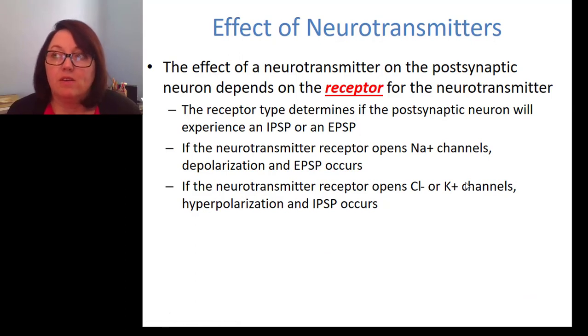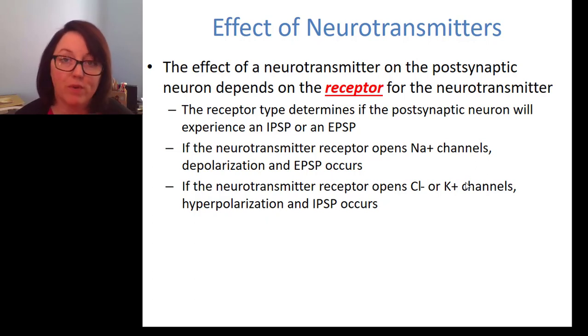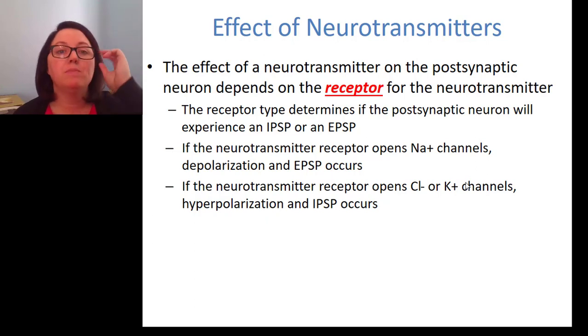So I've mentioned that once the neurotransmitter binds to the receptor, we can have ions flow into or out of the neuron, and it sounds pretty contradictory almost. So I want to talk a little bit about that. The effect of a neurotransmitter on the postsynaptic neuron depends on the receptor for the neurotransmitter. So the receptor type is what determines the effect that the neurotransmitter will have on that postsynaptic neuron. The receptor will determine if the neuron experiences an IPSP or an EPSP.